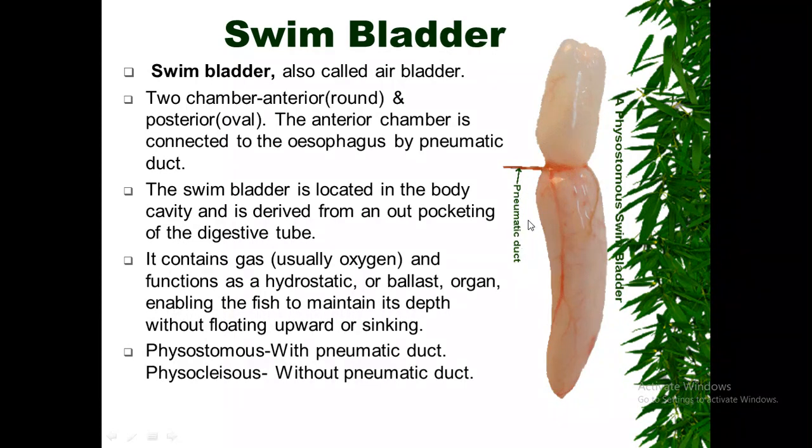By pneumatic duct, fish are of two types: physostomous fish and physoclistous fish. Physostomous fish, which have pneumatic duct, are called physostomous fish. Example: rui fish, cuttlefish, etc. Physoclistous fish, which do not have pneumatic duct, so pneumatic duct is absent. Those fishes are called physoclistous fish. Example: Channa punctatus.